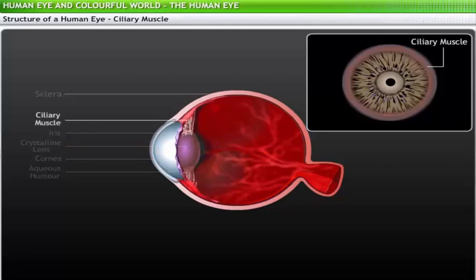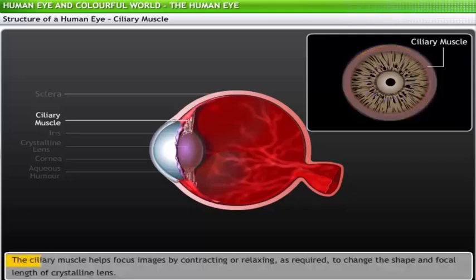The ciliary muscle is a ring-like structure attached to the iris. It helps focus images by contracting or relaxing as required to change the shape and focal length of crystalline lens. Thus, it ensures proper vision by changing the focal length of the eye lens based on the distances of objects in the line of vision.